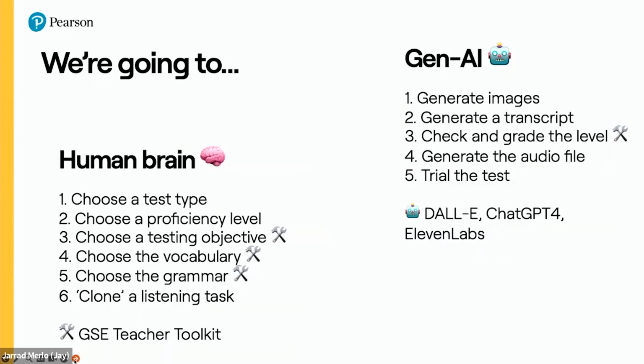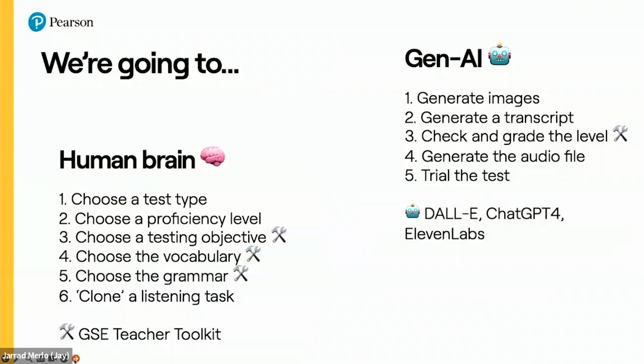So the Gen AI that we're going to use today, or that you're going to learn to use, will be DALL-E, ChatGPT 4, and 11 Labs. And the good news is each of these tools that I'm going to show you is free of charge. And the tool that I'm going to be talking about a lot, called the GSE Teacher Toolkit, is also free, okay? So you guys can use this stuff without cost.